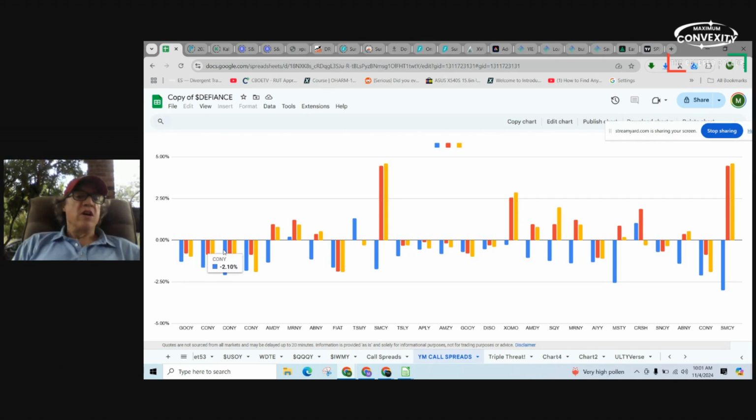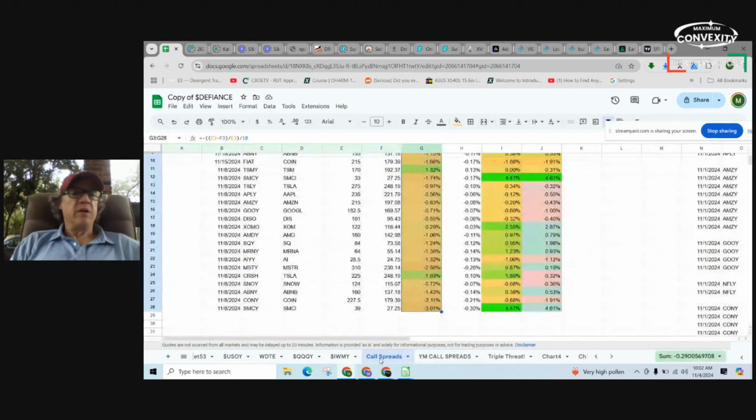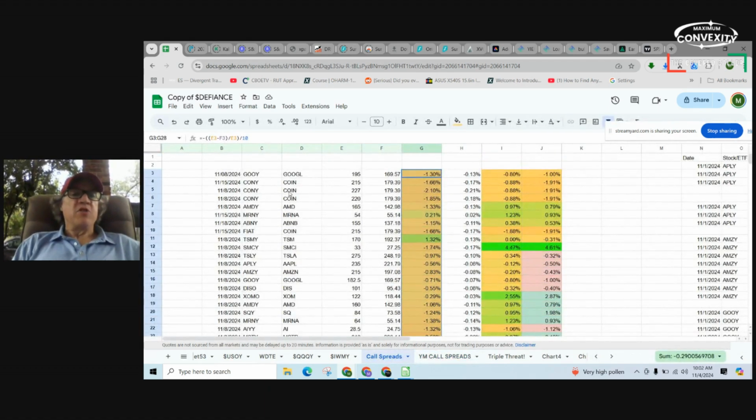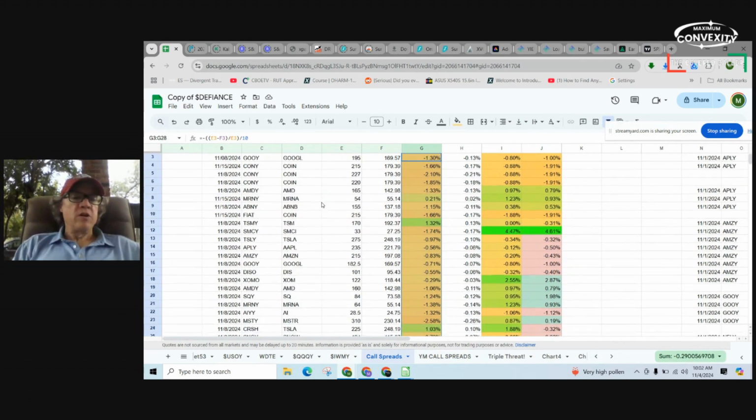GUI, Coney. Well, we have two Coneys. What in the hell? How'd I have three Coneys? You got to be kidding me. Well, I did have two right there. And I forgot I put three. Okay. That's cool.